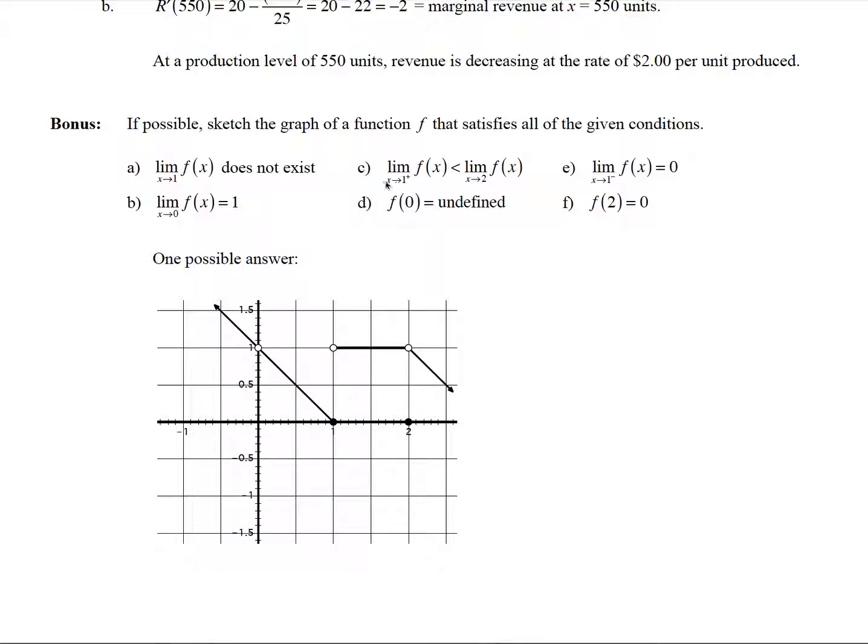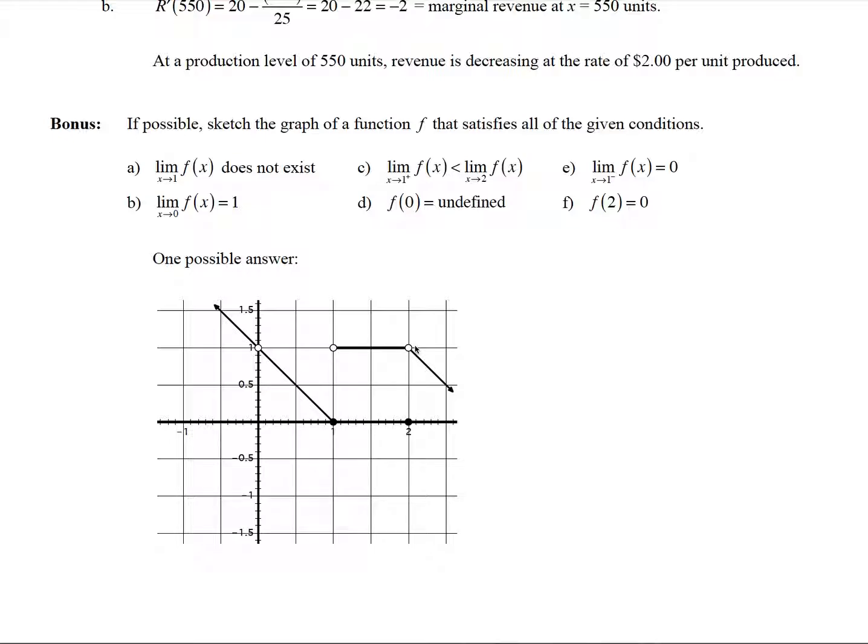Now this is the condition that has a typo. I drew the graph first and then typed up the conditions. But this says the limit as x approaches 1 from the right is less than the limit as x approaches 2, left or right. Well, it should have been limit as x approaches 1 from the left. So this should be a little minus sign right there, because the limit as x approaches 1 from the left is 0. And the limit as x approaches 2 is the function value of 1.